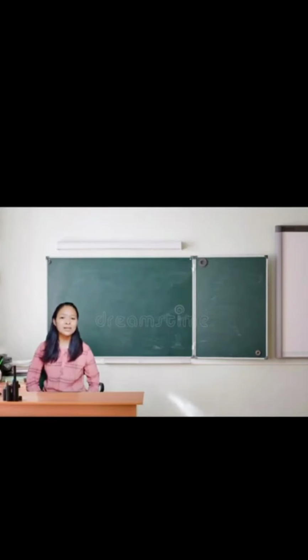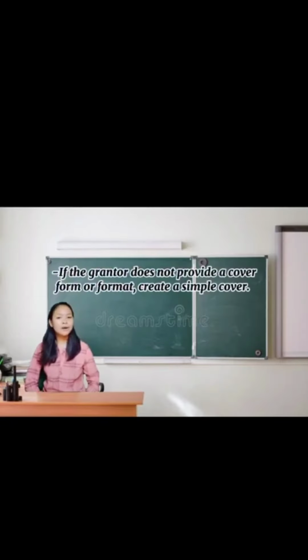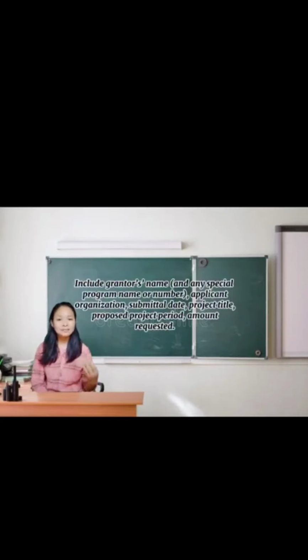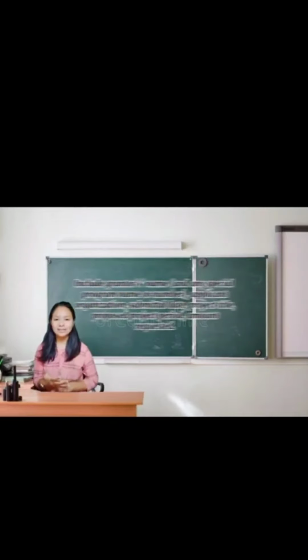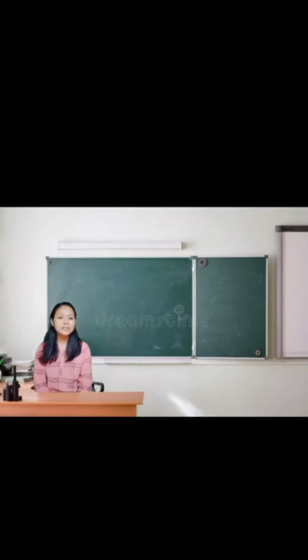The first section is the cover. If the grantor does not provide a cover, you can create your own simple cover. In the cover, you can include the grantor's name and any special program name or number, the applicant organization, the submittal date, the project title, the proposed project period, and amount requested. You can also include the project director's name and signature, and the name and signature of Stockton's authorized representative, the president of the college, or designee.